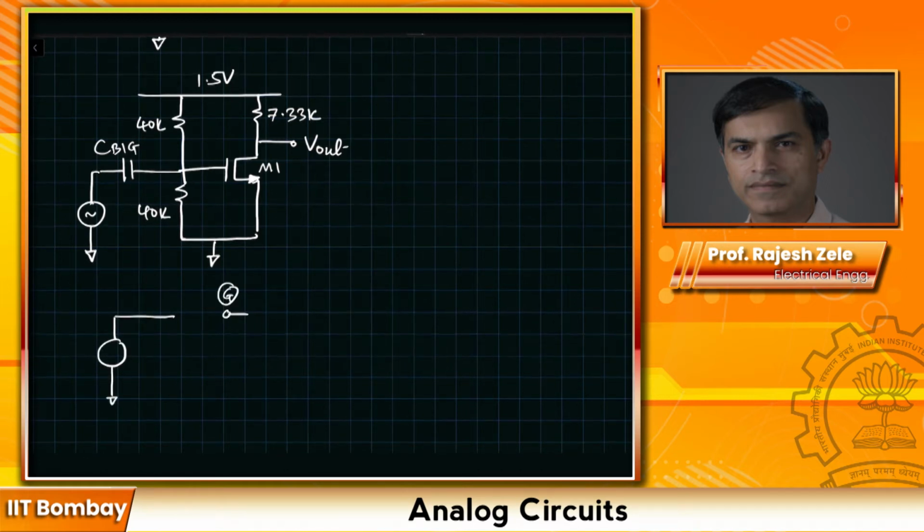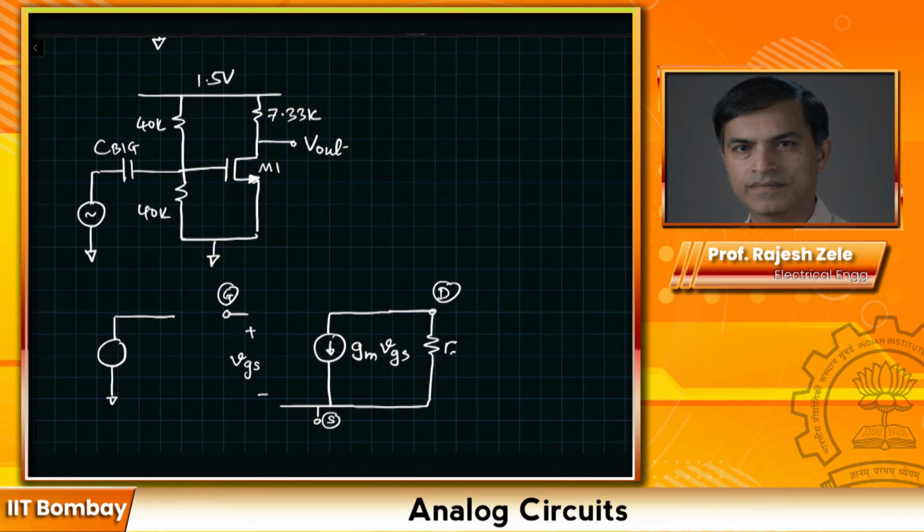This would be your gate terminal, this would be your drain terminal, and this is your source terminal. First thing is we draw the transistor small signal AC analysis model, which is gm VGS, which is here VGS. Again, VGS is an AC quantity here, and we have an output resistance R out for the transistor. We have a 7.33K load resistor here. The other end of the resistor will be connected to ground, just like the source is connected to ground.